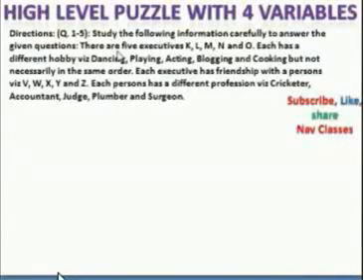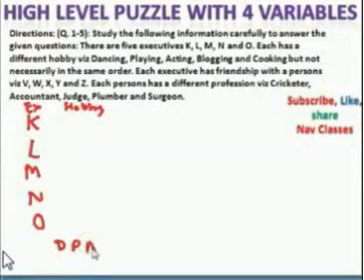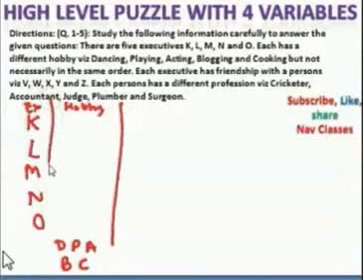Every time I teach you, you should read the question and simultaneously write down whatever information you are getting. Here I got executives K, L, M, N and O, so I am writing them here. Each has different hobbies, so we can write the hobbies here. These can be dancing, playing, acting, blogging, cooking, but not in the same order. So I write them here so that I know these hobbies can come in this column.